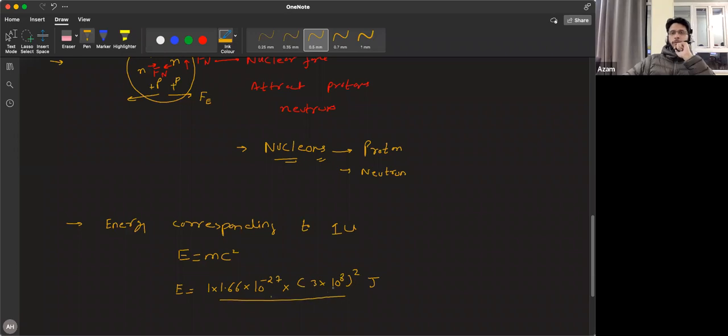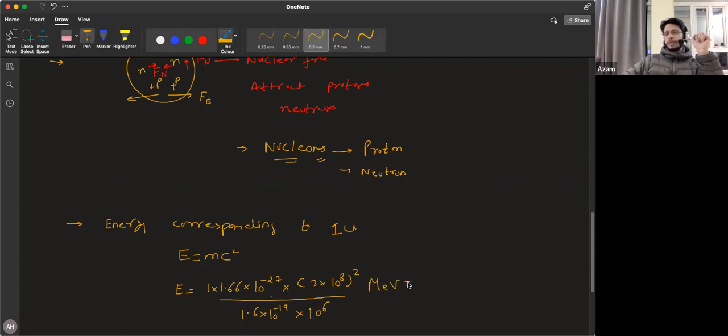You have to convert it into mega electron volt. How will you convert this number, which is in joule, into mega electron volt? So divide by 1.6 into 10 to the power minus 19. This is electron volts, not yet mega electron volt. Then you will divide it by 1 million, 1 mega, 10 raised to power 6. This is mega electron volt.